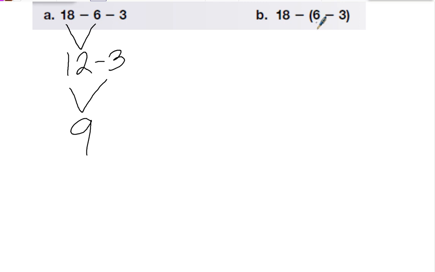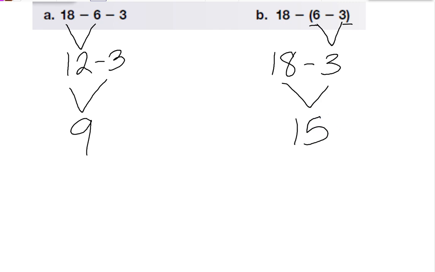When I have parentheses, that means I'm going to do what's inside the parentheses first. So 6 minus 3 is 3. Then I drop down what I haven't used, the 18 and the minus. 18 minus 3 is 15. So you can see that even though my numbers are the same in both parts, I get different answers. So it's really important to remember that you do what's inside the parentheses first.